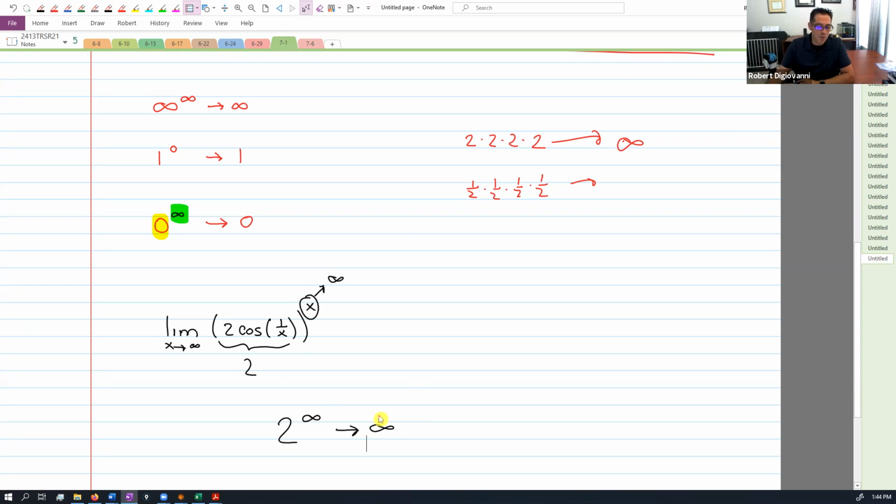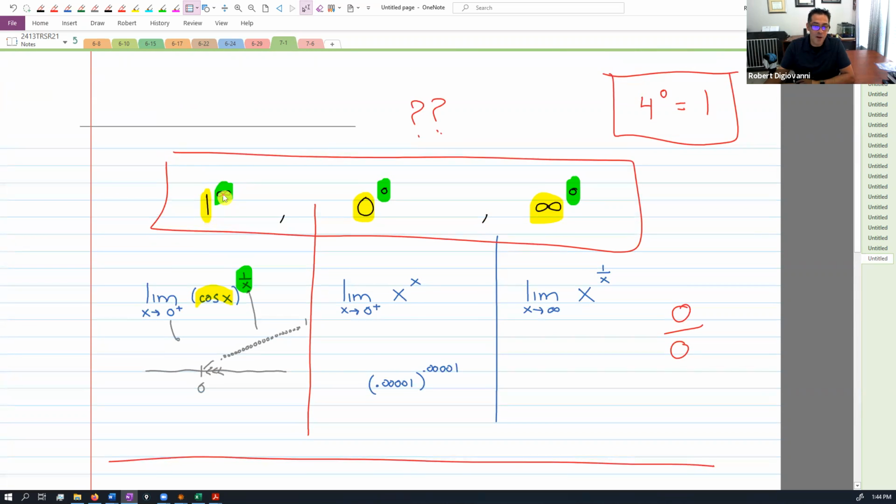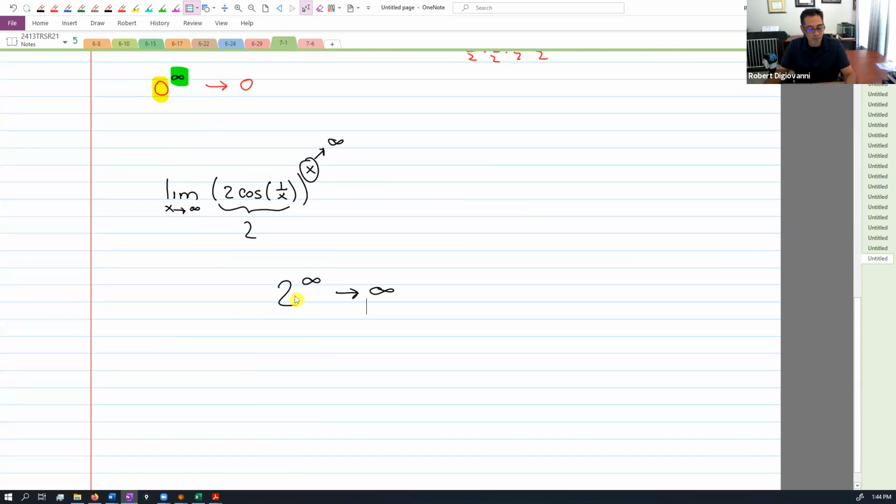One to the infinity is a problem though, right? One to the infinity is a problem because if you have a number that wants to become 1, instead of 2, then 1 times itself over and over and over should be 1. 1 times 1 times. But remember, it's not 1. We're not saying this is 1. We're saying it's close to 1.